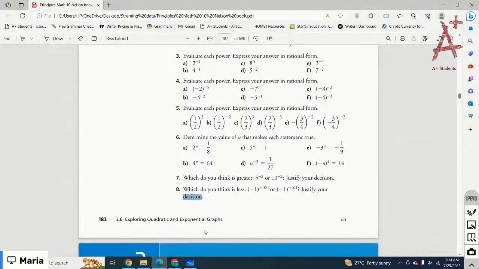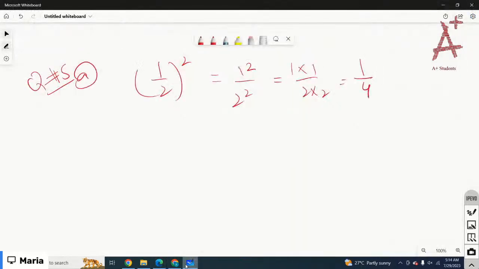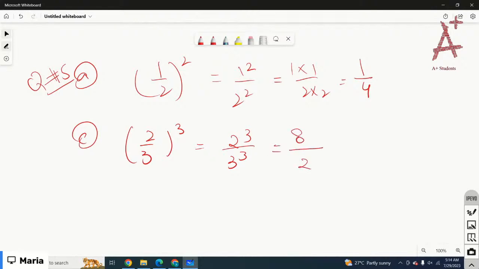Okay, let's just do C part. 2 over 3 exponent 3. So this 3 is the exponent of numerator and denominator as well. So you can write them like this: 2 exponent 3 over 3 exponent 3. Now you can evaluate the exponents. 2 times 2 is 4 and 4 times 2 is 8. 3 times 3 is 9 and 3 times 9 is 27. So it would be 8 over 27, right?